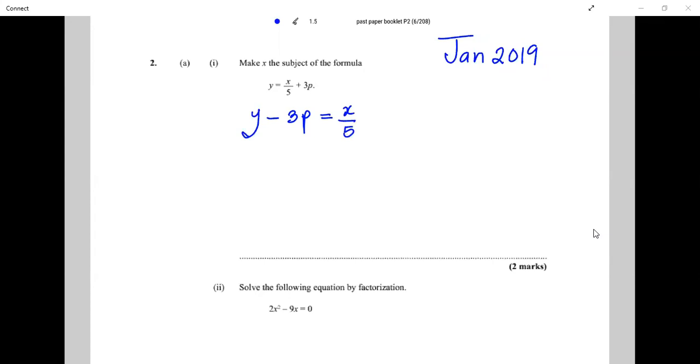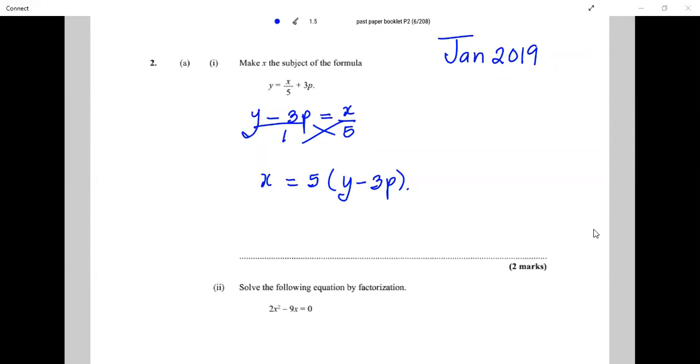All right. Then I'm going to put this over 1. Then I'm going to say, if I have one fraction equal to one fraction, what do I do? Cross multiply. So let's cross multiply. So it's 1 times x is equal to 5 times y minus 3p. That is your answer. x is 5 into y minus 3p.